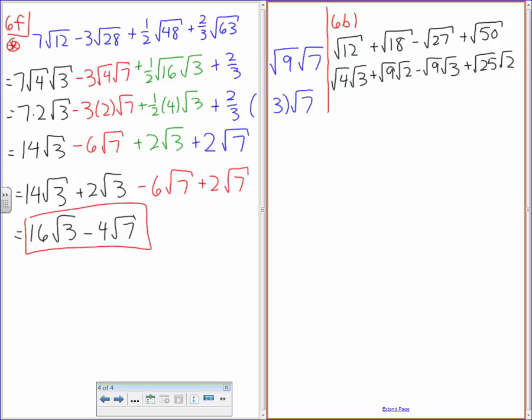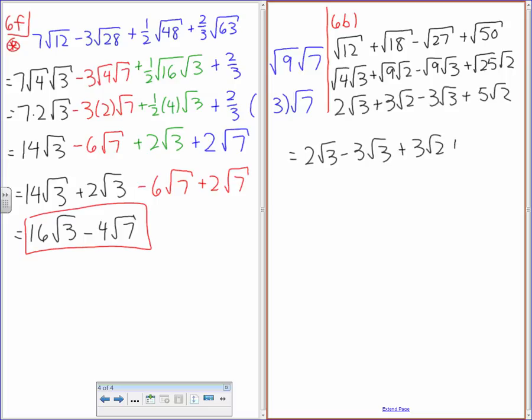So to finish this up, I'll do this quickly. That turns to 2 root 3 plus 3 root 2 minus 3 root 3 plus 5 root 2, which equals 2 root 3 minus 3 root 3 plus 3 root 2 plus 5 root 2, which equals negative 1 root 3 plus 8 root 2. And that should hopefully be what the answer matches in the back of the book. They might have it in the backwards order, so that should hopefully be it.